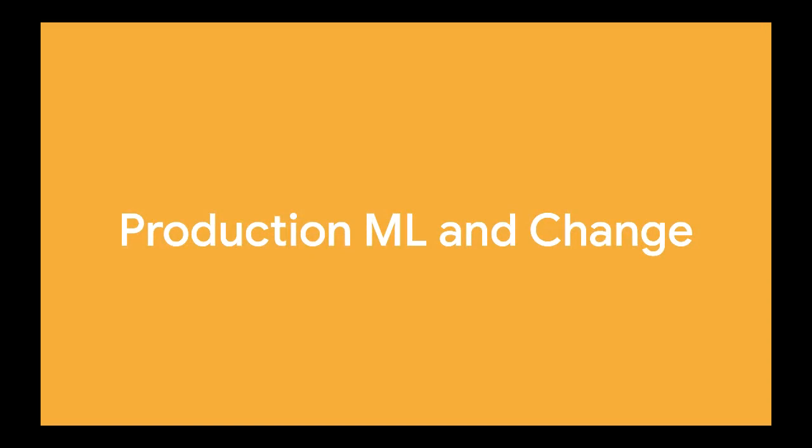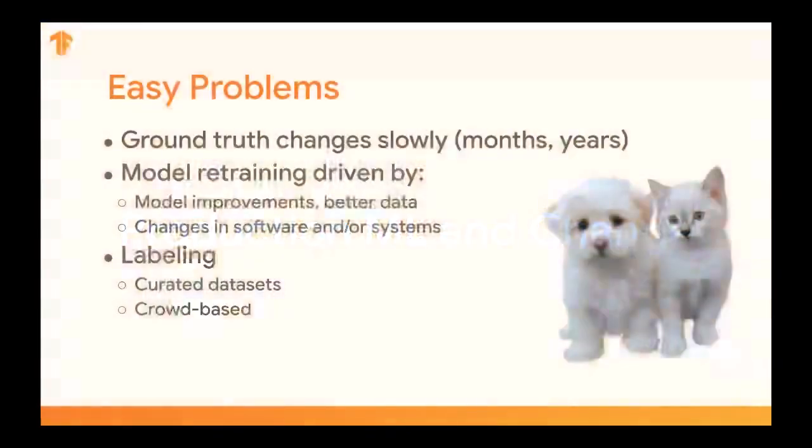So the root of this is change. Change is a factor in all production ML deployments. It could be a big factor or maybe not so big a factor. Let's talk about that. For easy problems, things like recognizing images of cats and dogs, change is really not that much of a problem because the images of cats and dogs themselves don't really change that much. So you're going to be retraining your model based on improvements in your model or better data, and your data sets tend to be fairly easy to get.